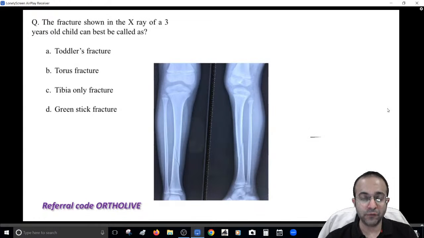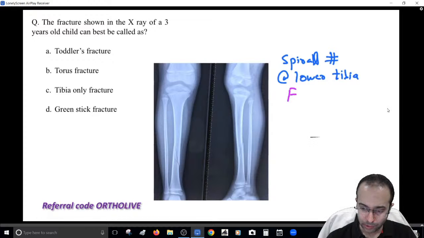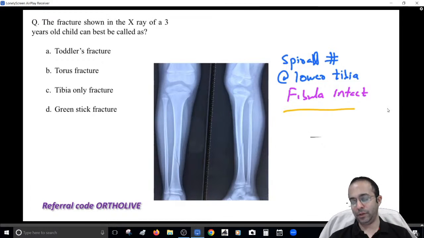So there's a fracture seen in front of you in a 3-year-old child. This spiral fracture in the tibia, but the fibula is totally intact. So what you can see is a spiral fracture that's involving the lower tibia. So it's only the tibia that is involved, but the fibula is totally intact. So you have to give me a better name for this injury.